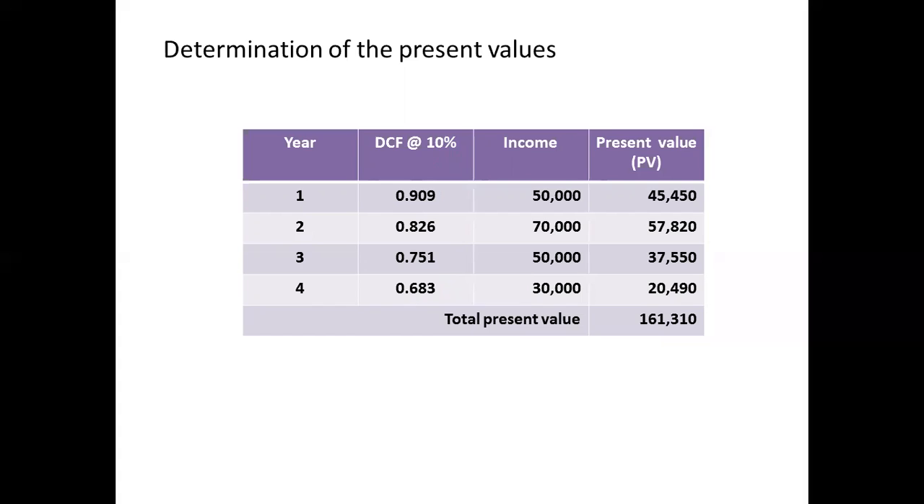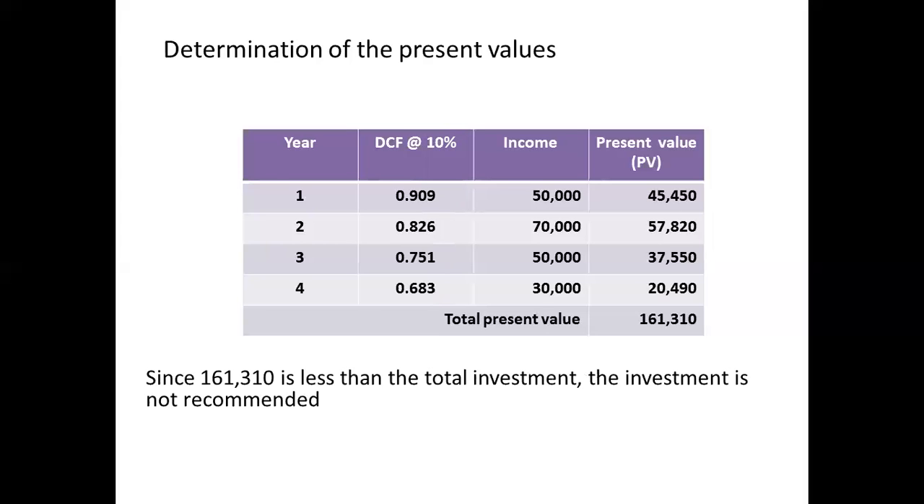According to the results shown in the table, we can see that the present value of the incomes received during the next 4 years is 161,310 rupees, which is less than 180,000. The simple meaning is, you spend 180,000 rupees now and you receive 161,310 rupees now. So there is a loss, and hence, the investment is not worth it. This is one use of discounting. That is, the process of determining the present value of a payment receivable in future.